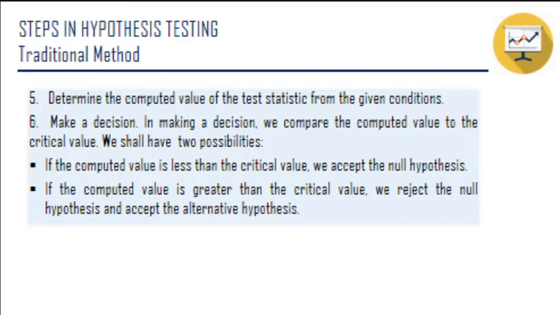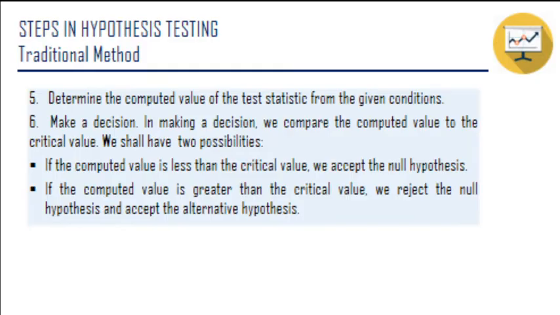In making a decision, we compare the computed value to the critical value. We shall have two possibilities. So if you can still remember, in the p-value method, we compare the p-value to the significance level. But in the traditional method, we compare the computed value to the critical value. So I will teach you later how to determine the critical value or the tabular value in both z-test and t-test. So these are the two possibilities.